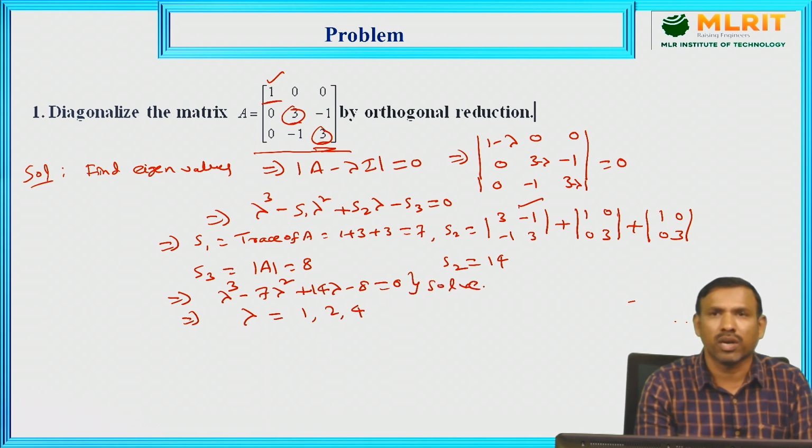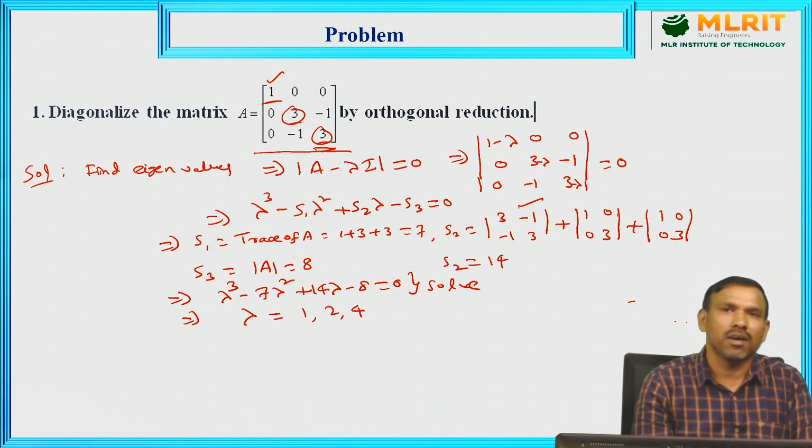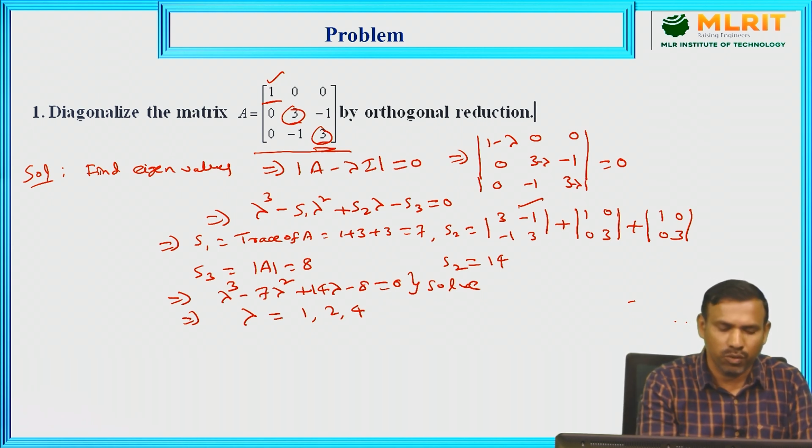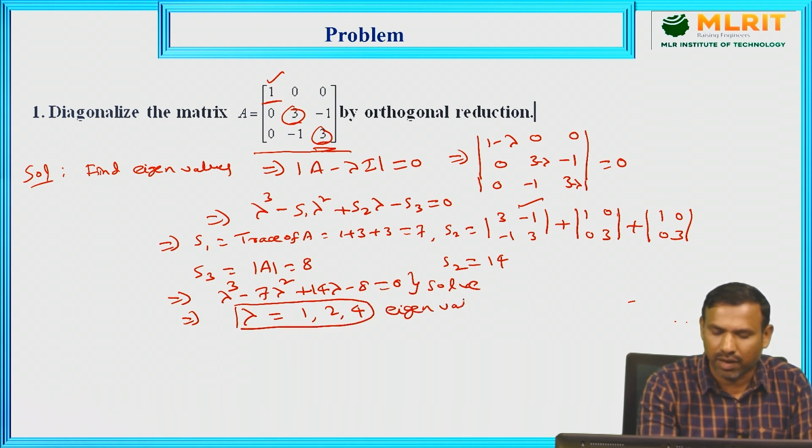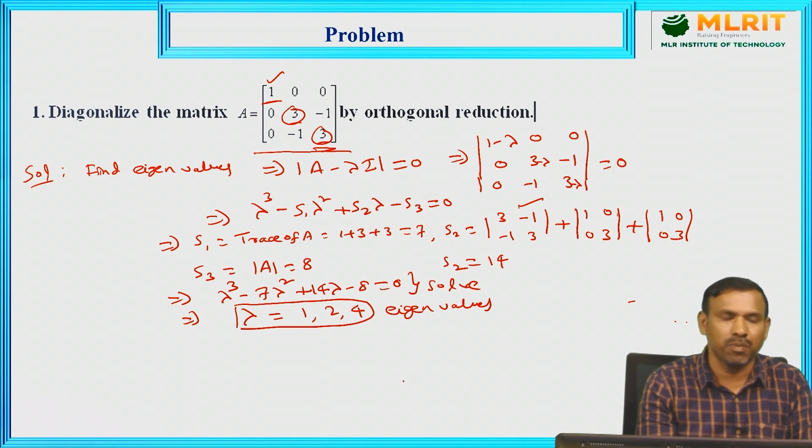Solve means we can use a scientific calculator, find the roots by factorization, or the synthetic division method, anything you can use. So, these are the required eigenvalues. We have done so many problems in the previous lectures finding eigenvalues. Next, first step completed. Next, we need to find eigenvectors.